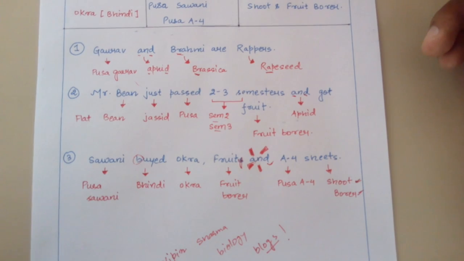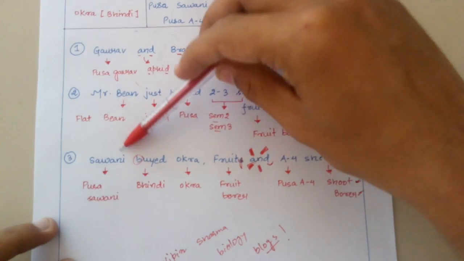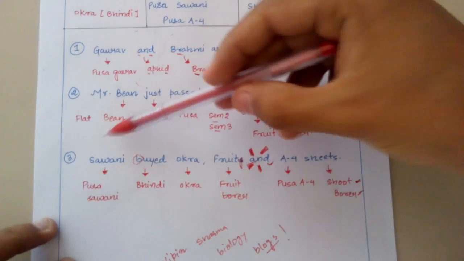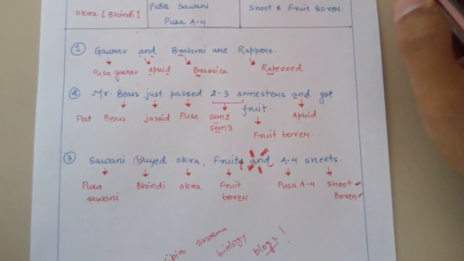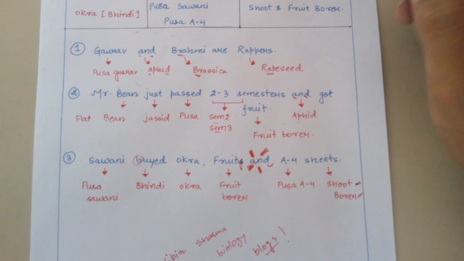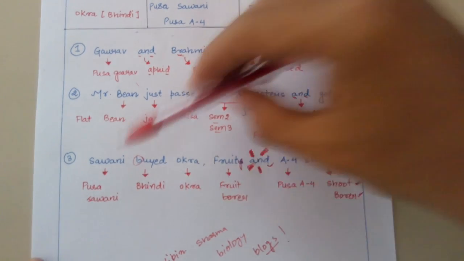The third trick is for okra, that is bhindi, and we have to remember both these names, okra as well as bhindi. So I have made a trick for it. Savani, who is a girl, buys okra, fruity and A4 sheets. She is also a medical aspirant, so she has only three works to do: one is to eat well, another is to drink well, and the third is to learn well.